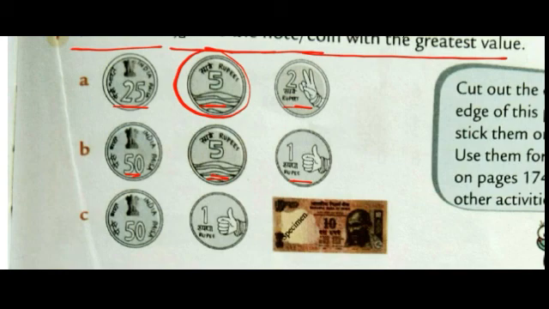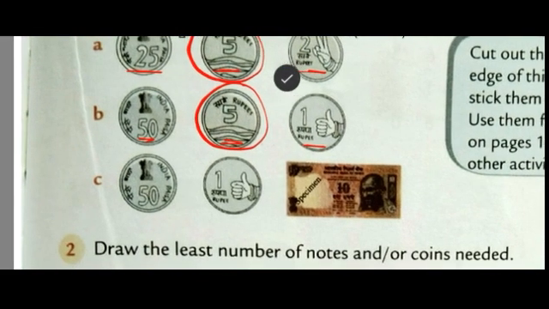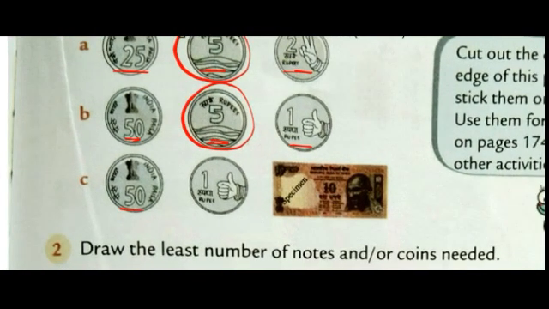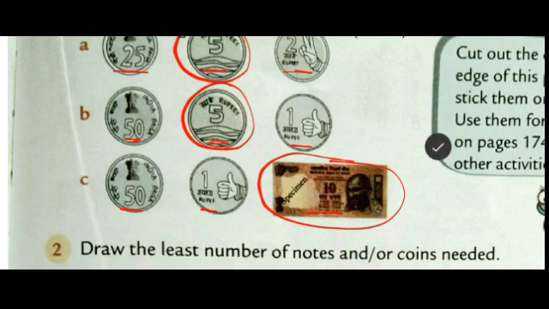Automatically it comes 5 rupee coin. So we will circle it here. Now see the next one. 50 paise coin, 1 rupee coin and 10 rupee note. Which one has the greatest value? Again, 10 rupee note has the greatest value because the others are paise. Rupee has more value than paise.